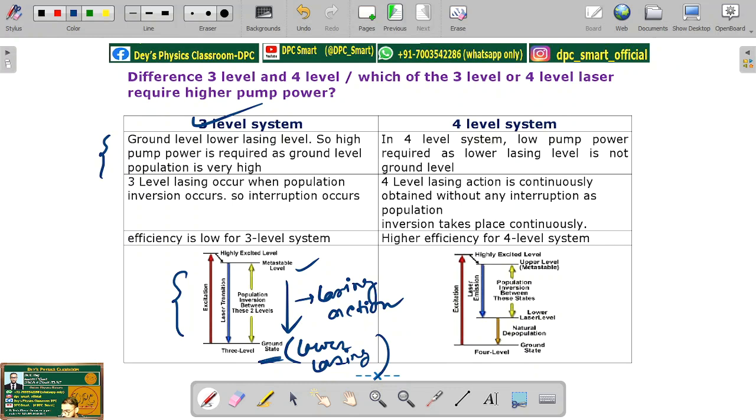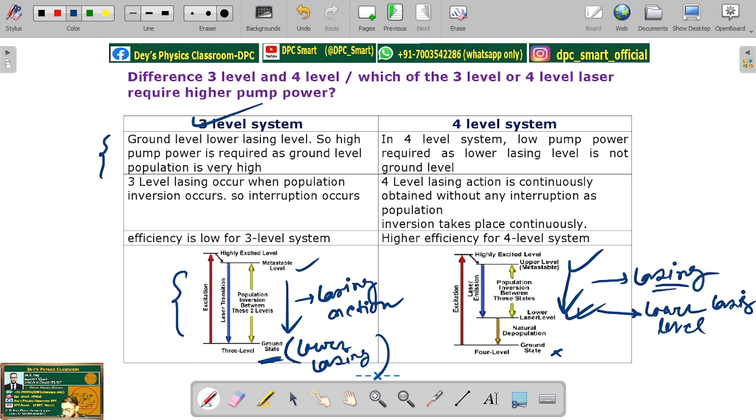But in case of a 4 level laser, low pump power is required, because the lower lasing level is not the ground level. The lower lasing level is this first excited level. From the metastable state to the first excited state, which is the lower lasing level, the lasing action is occurring. So to create population inversion, low pump power is required in case of a 4 level laser system.